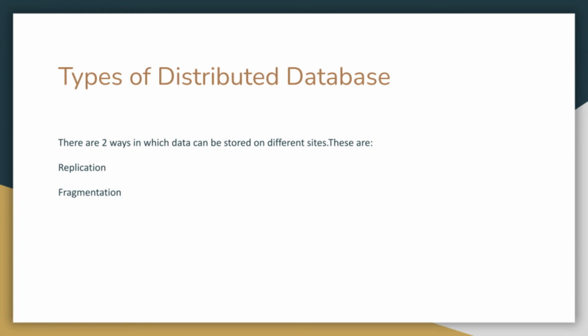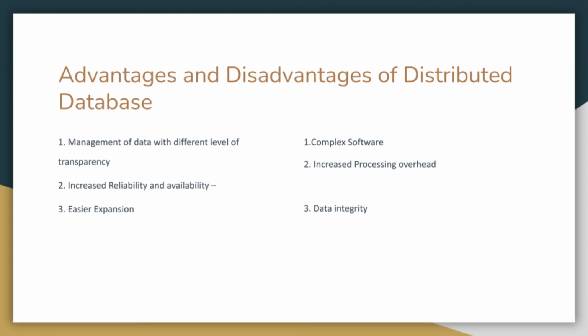Fragmentation of relations can be done in two ways. 1. Horizontal fragmentation, splitting by rows. 2. Vertical fragmentation, splitting by columns. Advantages of distributed databases. 1. Management of data with different levels of transparency.